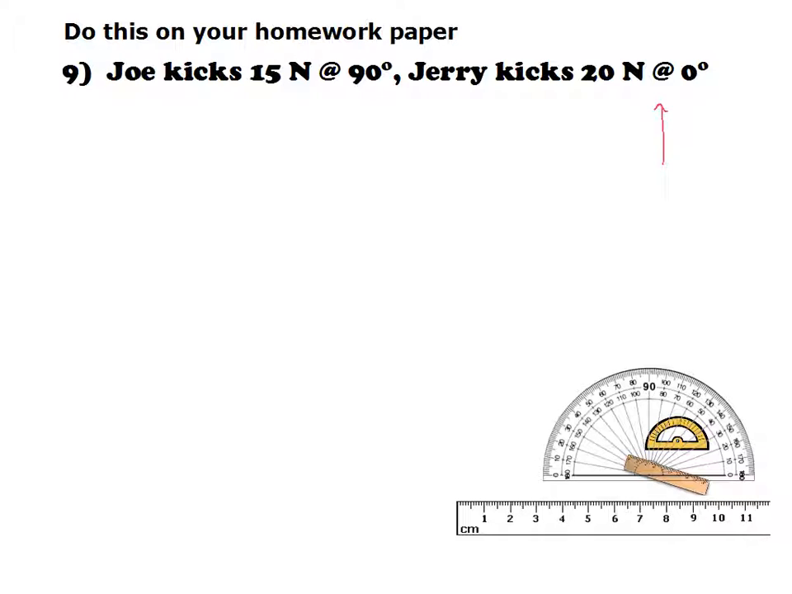So this is like our first problem. But I'm going to draw it, even though it doesn't really do this. It's not like the ball actually goes up and then it goes over. That's not what's going to happen. If this is the point of impact right here where they kick it, and Joe is kicking it this direction while Jerry kicks it this direction, the ball is actually going to go this direction. And that's going to be our resultant, and that's what we want to find out.